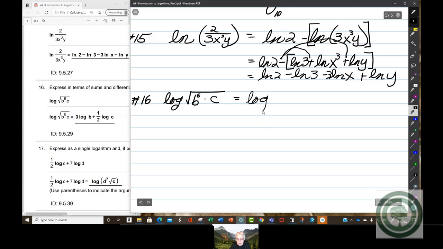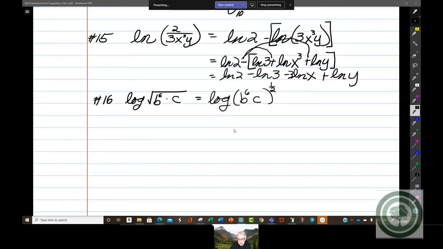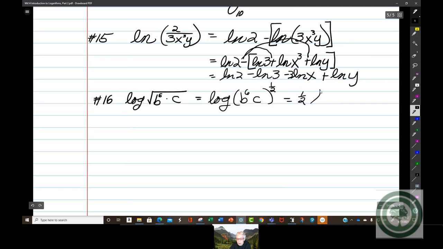So this is going to be the log of b to the sixth times c to the 1/2 power, which is going to be 1/2 times the log of b to the sixth times c. This is a baby version of that longer problem we did. Okay, I'm about to use the product rule on this. This 1/2 is going to apply to all of it, and my last step is going to be distributing the 1/2, or my almost last step.